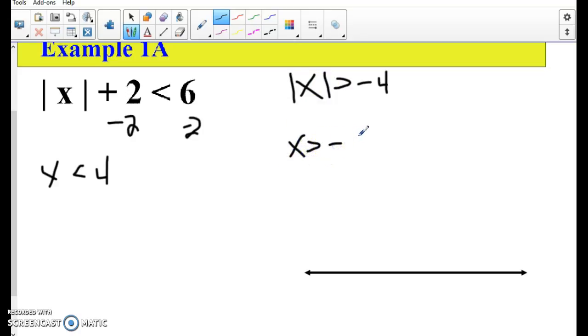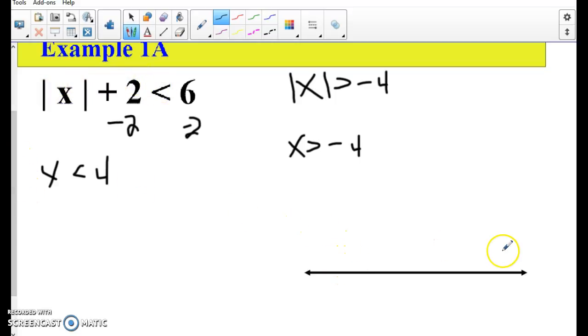And then we could pick a number to test this out to make sure it's true. So a number less than 4, like 2. If I plug in 2 for x, absolute value of 2 is 2. 2 plus 2 is 4. 4 is less than 6. I can also try it out here. I need a number bigger than negative 4. So if I have a number bigger than negative 4, like let's say negative 1, absolute value of negative 1 is positive 1. 1 plus 2 is 3. 3 is less than 6.